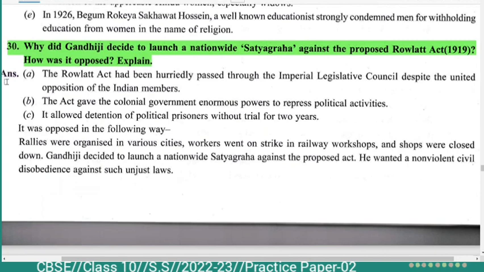It was opposed in the following ways. Rallies were organized in various cities. Workers went on strike in railways, workshops and shops were closed down. Gandhiji decided to launch a nationwide satyagraha against the proposed act. He wanted a non-violent civil disobedience against such unjust laws.